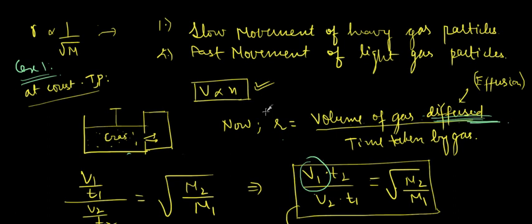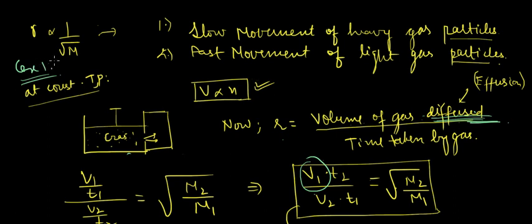Okay, we'll be continuing on seeing more on Graham's diffusion and diffusion law. In the previous lecture, we saw that rate of diffusion is inversely proportional to the square root of molar mass of the gas. From here, we can derive two notes: first, we can say that there will be a slow movement of heavy gas particles, and a fast movement of light gas particles.